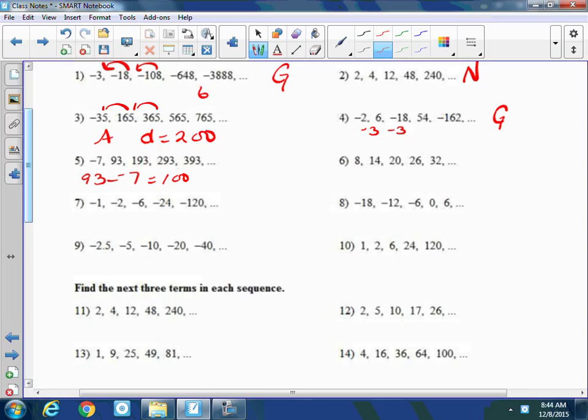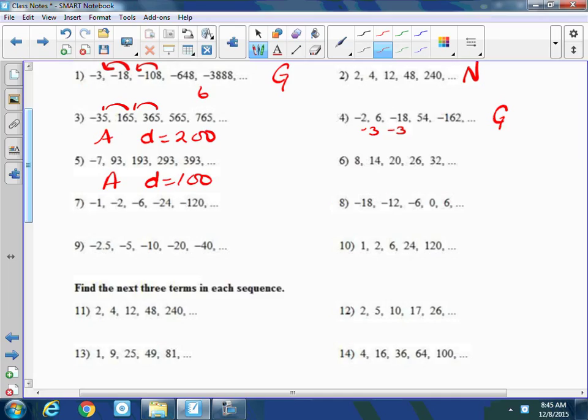And then 193 minus 93 is definitely 100. So now that I've gotten two 100s, now I go to 193 plus 100. Is that 293? Yes. 293 plus 100. Yes. So this is arithmetic, and my mean would equal 1.